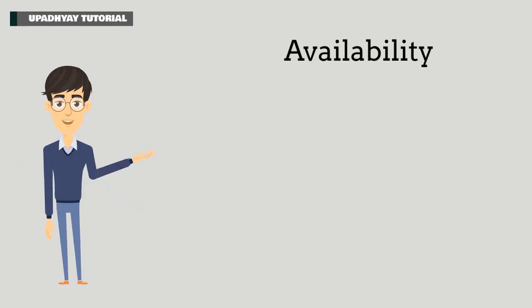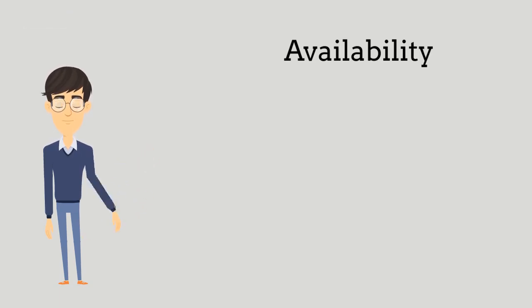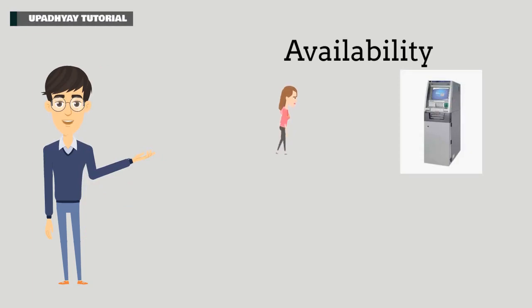Let us understand availability with the help of a very simple example. This example will make the principle of availability absolutely clear to you. Here we go. Suppose Mary needs cash and therefore she goes to a cash point, a bit far away from her home, where an ATM for cash withdrawal is installed.